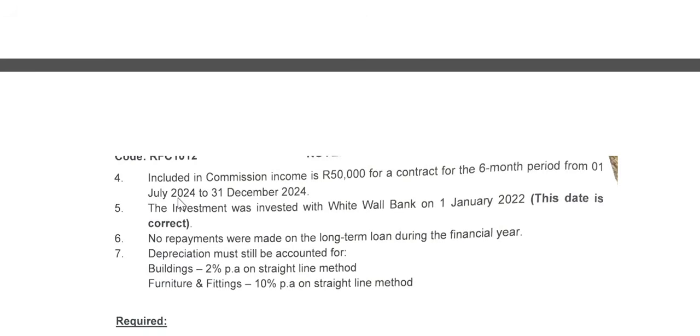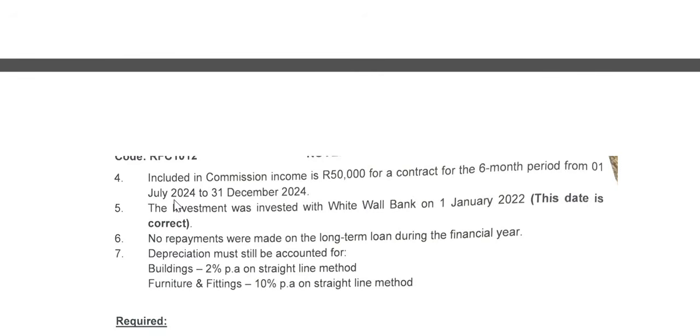Number 4, included in commission income is 50,000 for a contract for a 6-month period. So we are doing the books of this business, and we have collected commission, and in the commission is income received in advance, but we need to determine how much income we have received in advance, and this income that we've received in advance is for a 6-month period, 1st of July 2024.